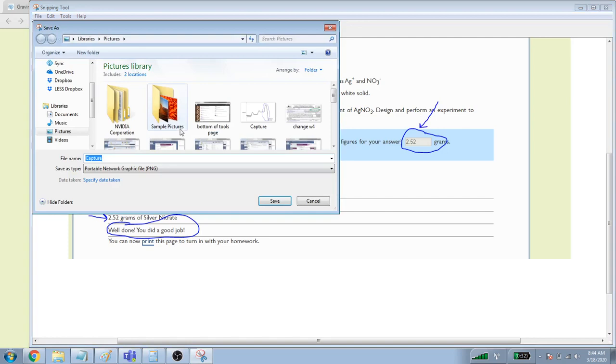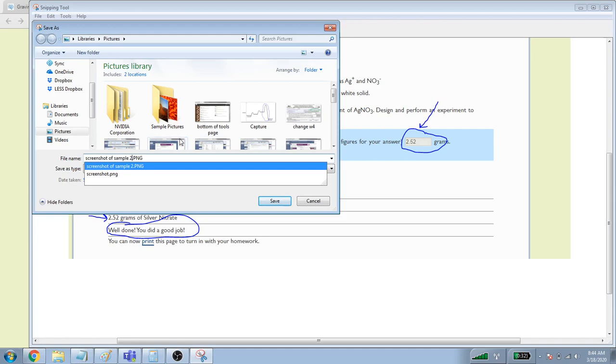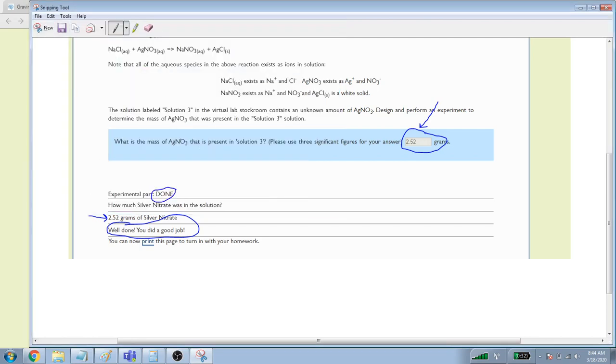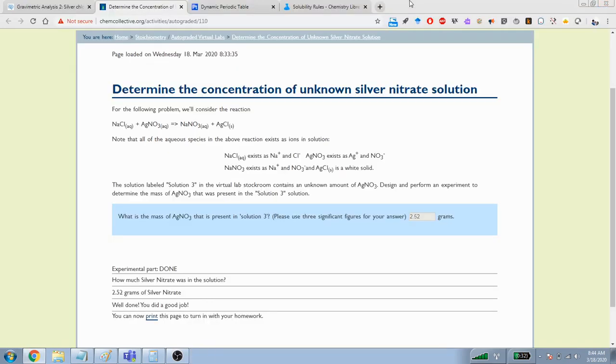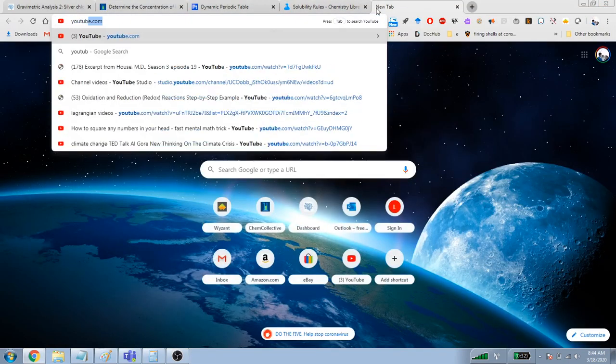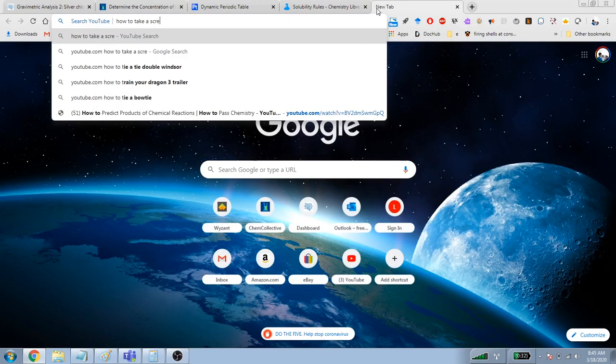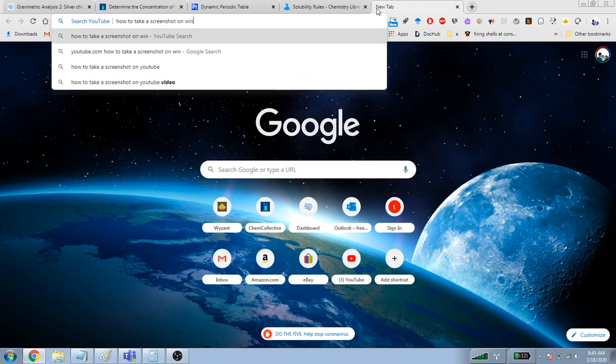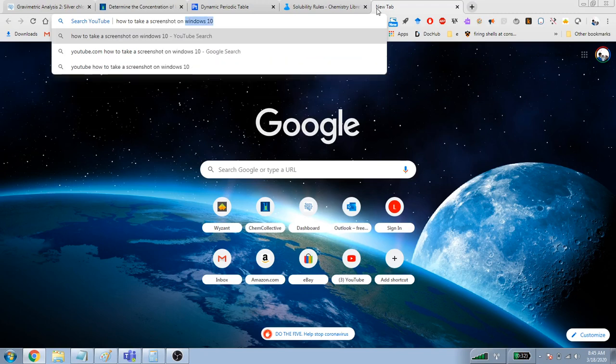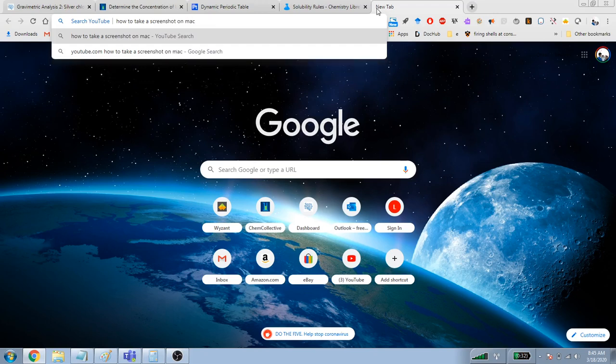So you take a screenshot of the virtual lab and upload that to the Canvas. That's it. And if you don't know how to take a screenshot, then just go on Google and say how to take a screenshot on, and then you put Windows 10 if you're using Windows 10, you put Mac if you're using Mac, you put Ubuntu if you're using Ubuntu, or whatever you got.